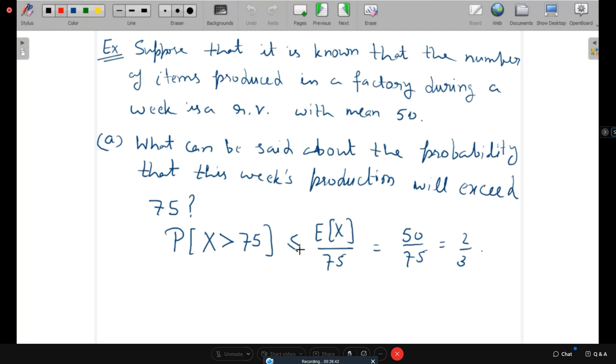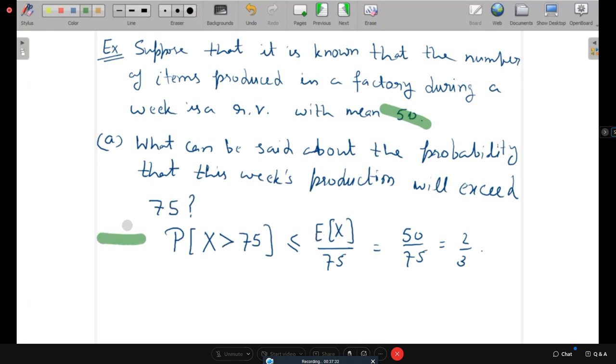Let's have an example here. Suppose that it is known that the number of items produced in a factory during a week is a random variable with mean 50. So I have only the following information. If you denote by X the number of items produced in a factory during a week, then it is a random variable whose expectation value of X is 50. Now what can be said about the probability that this week's production will exceed 75?